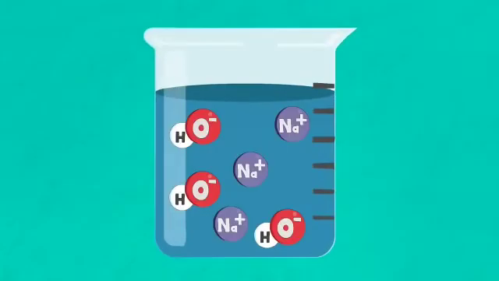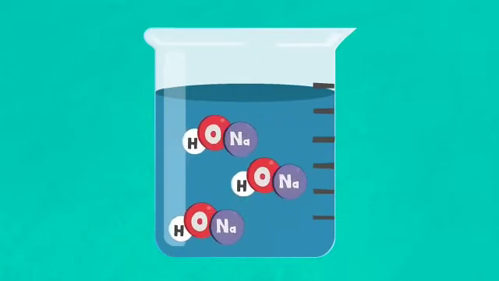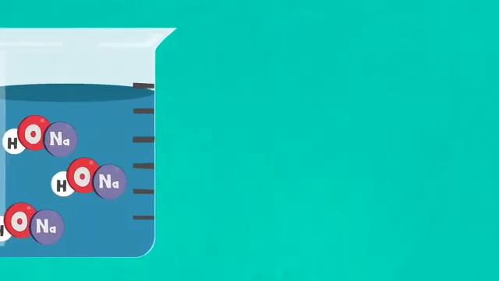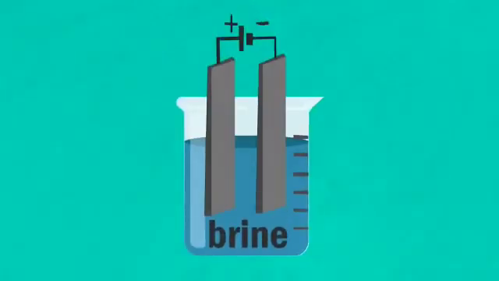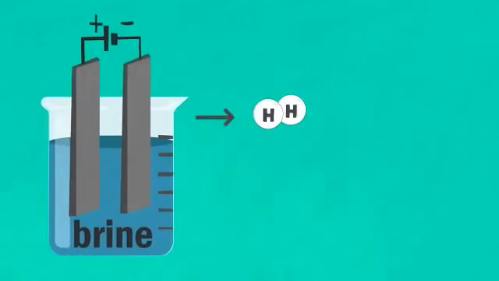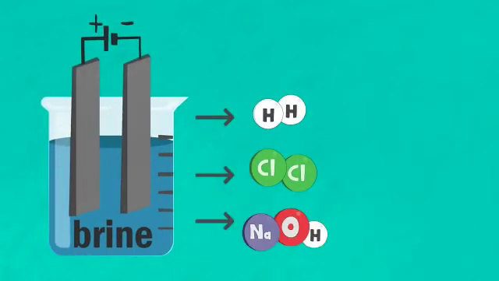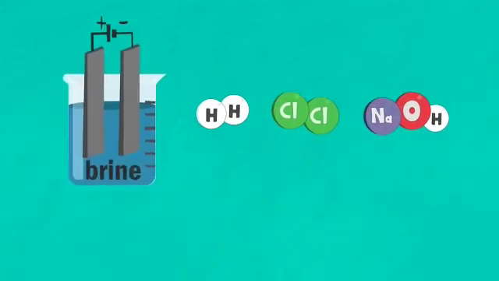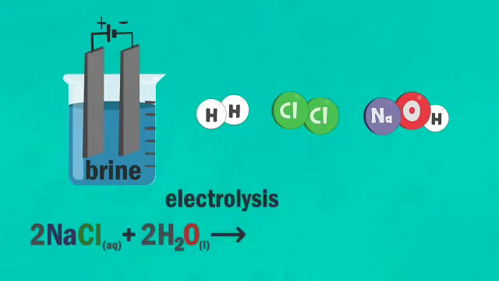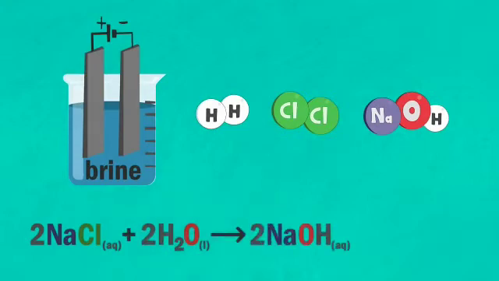The ions left in the solution are the positive sodium ions and the negative hydroxide ions, which combine to form sodium hydroxide. Overall, the electrolysis of brine has produced hydrogen, chlorine, and sodium hydroxide, and so we can write a summary equation. Concentrated sodium chloride solution plus water, when electrolyzed, gives sodium hydroxide solution, hydrogen gas, and chlorine gas.